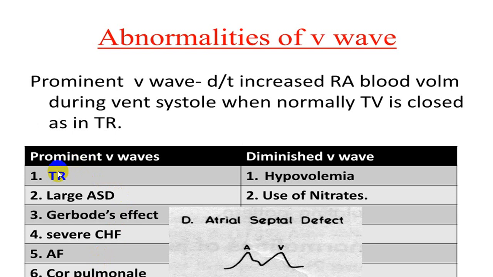Yes, if they ask you anything more, then after TR, you can mention regarding an atrial septal defect. So a large ASD can also produce a prominent V wave. But a diminished V wave means there's a decreased cardiac output of the ventricle. In that case, you can have a diminished V wave, and the classical example will be hypovolemic shock. So in a case of hypovolemic shock, you will have a very low V wave, or the V wave may be nearly not seen.